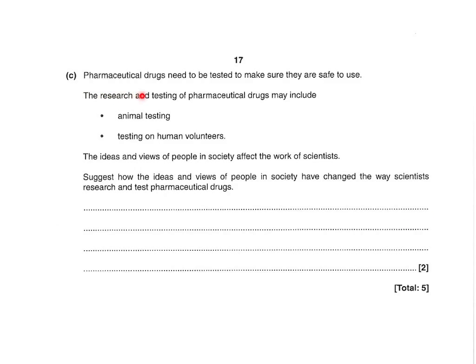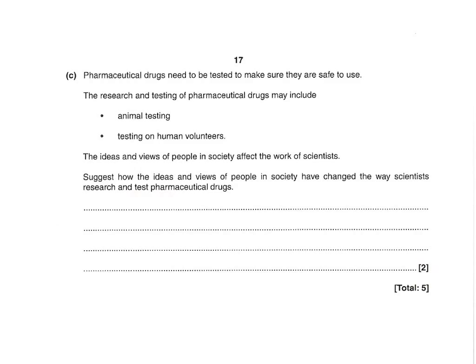And then pharmaceutical drugs need to be tested to make sure they are safe to use. The research and testing of pharmaceutical drugs may include animal testing and testing on human volunteers. The ideas and views of people in society affect the work of scientists, suggest how the ideas and views of people in society have changed the way the scientists research and test pharmaceutical drugs. So again, 2 marks, so any 2 of these points.